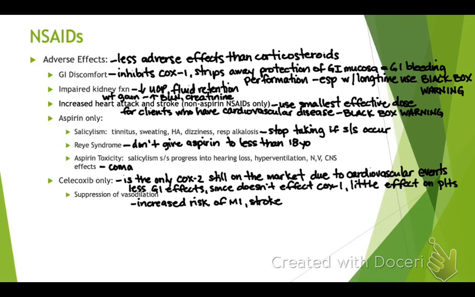You could also see with aspirin Reye syndrome. That's why we don't give aspirin to children or adults less than 18 years of age, because Reye syndrome does tend to occur in the younger population more than in the older generation. So in the older population, you do see more aspirin toxicity. So salicylism, the signs and symptoms do progress into hearing loss, hyperventilation, nausea, vomiting, CNS effects. So it can lead to a coma.